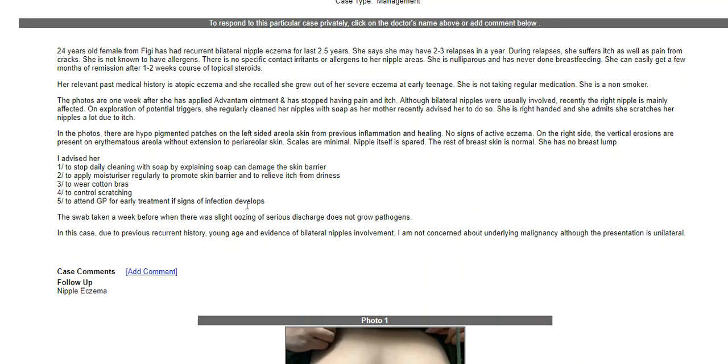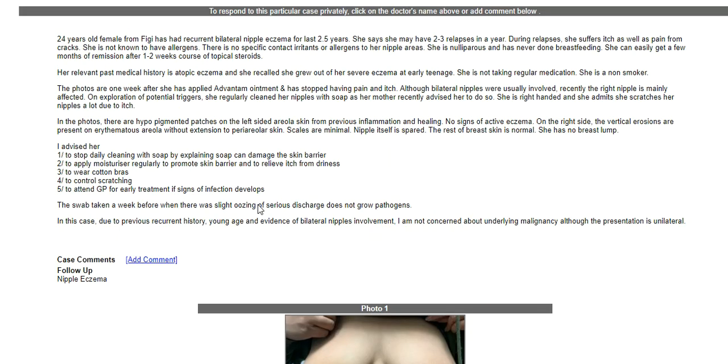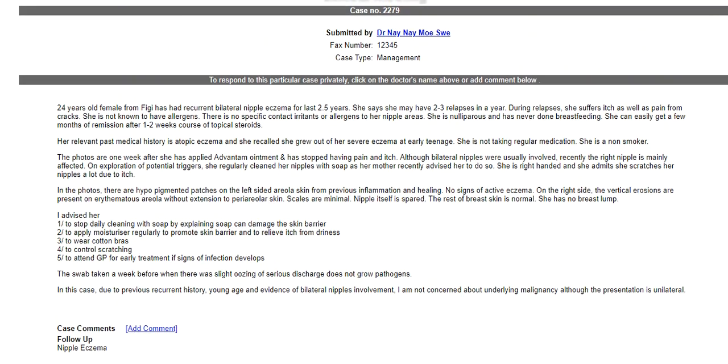And she did have a slight oozing the first time. It didn't grow any pathogens. No, I agree. I don't think there's any real concern about underlying malignancy here. With a past history of atopic eczema, you'll just get some females with a history of atopy who have a tendency to get nipple eczema. It's in a localized area that tends to get rubbed and scratched, and as you say, it's maximal on the right side. I've never seen one quite as thick or as marked as this.